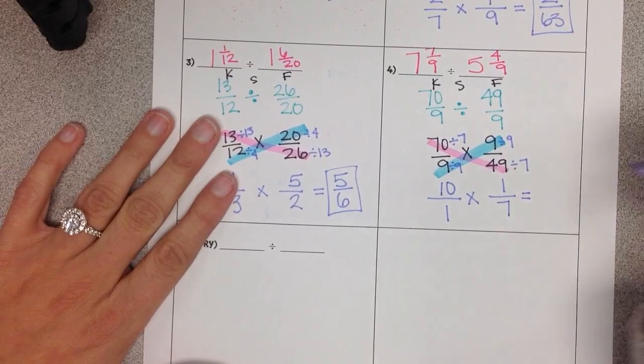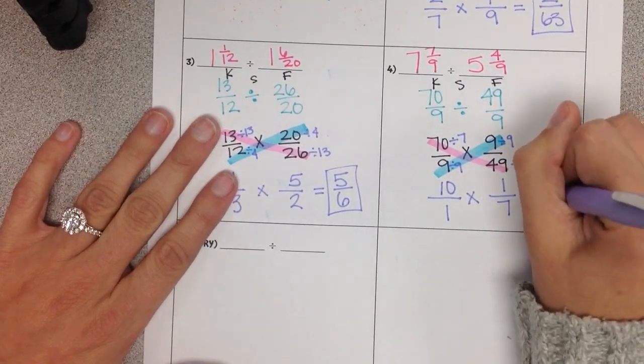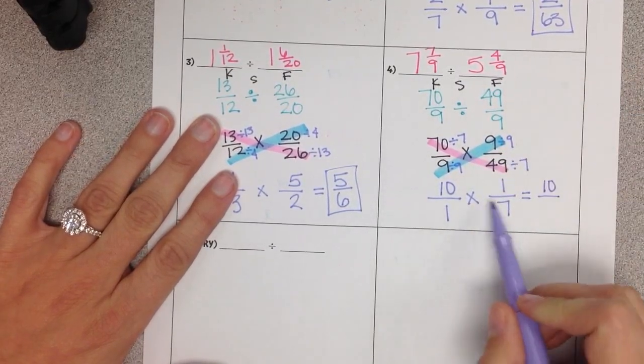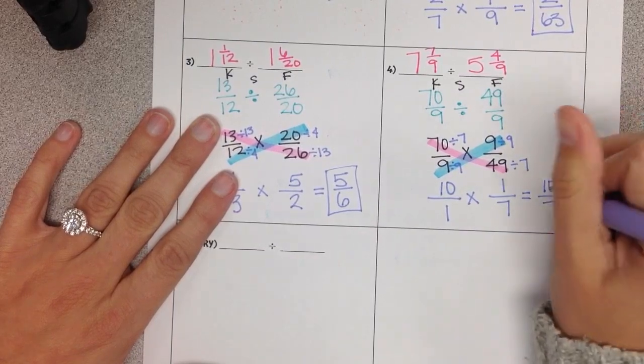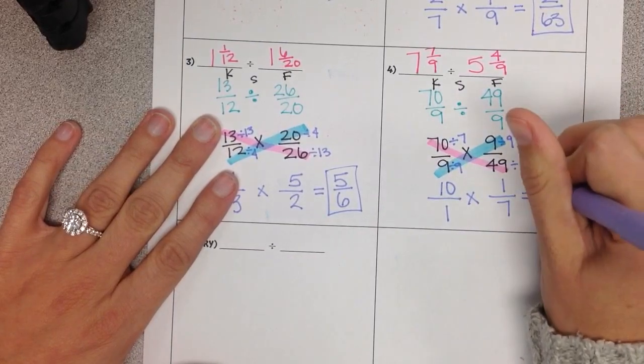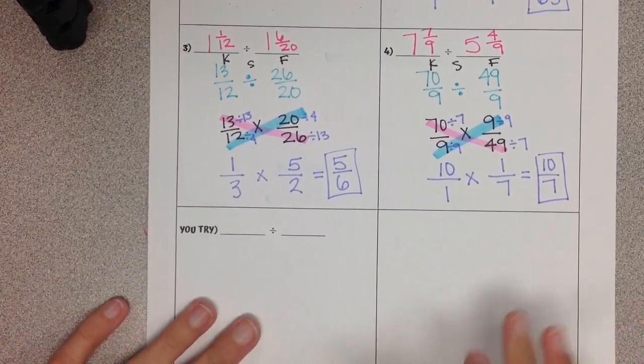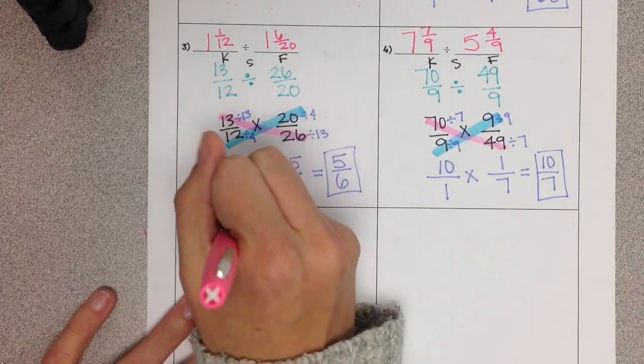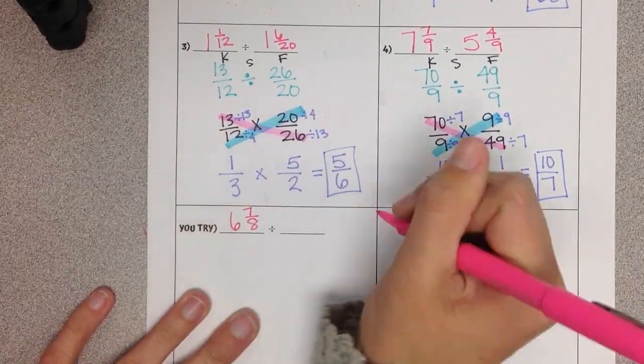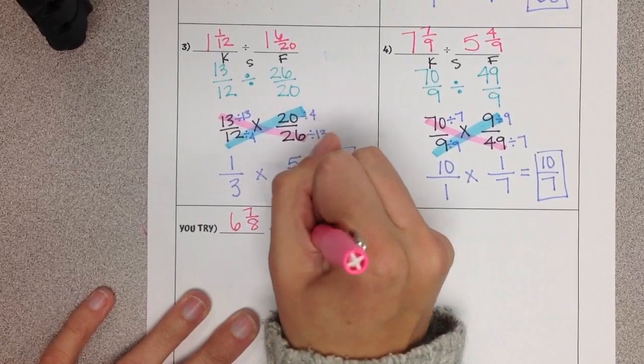I'm going to multiply across. 10 times 1 is 10. 1 times 7 is 7. If you want to make them mixed numbers, you can. If not, you can leave them as improper fractions. And on to the you try. For the you try, we'd like you to do 6 and 7/8 divided by 4 and 1/6.